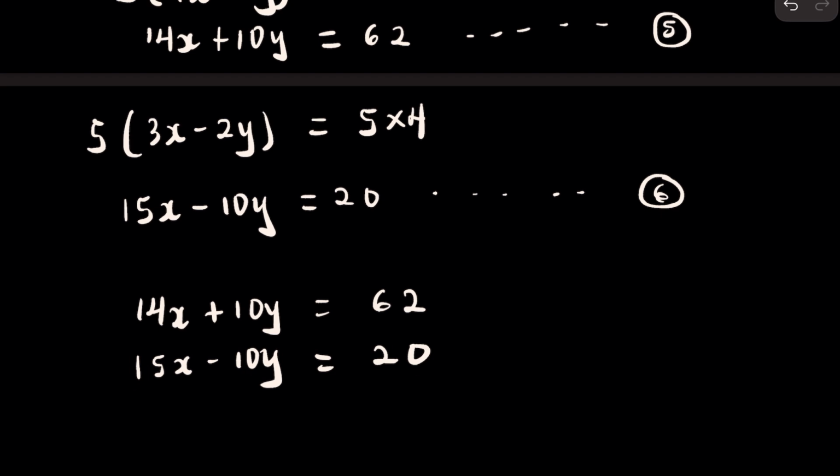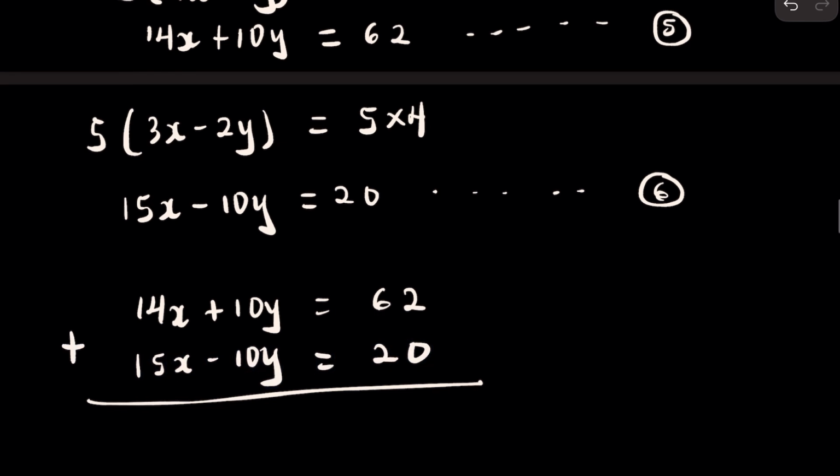So now from this equation, we have the coefficient of y to be plus 10, and here we have it to be minus 10. So we have the coefficients to be the same, but of opposite signs. And so we can use the elimination method to solve this, right? So we are going to add our results.